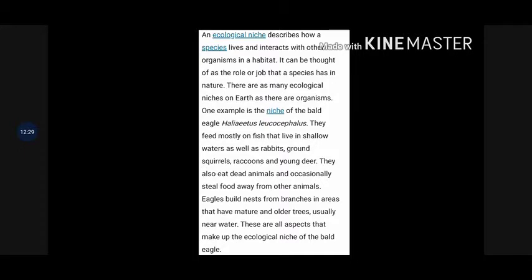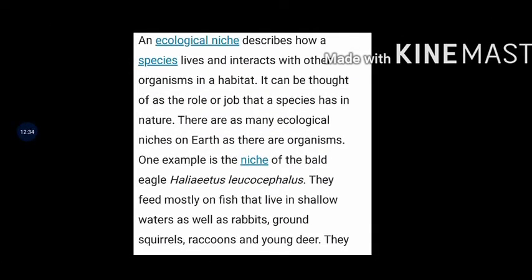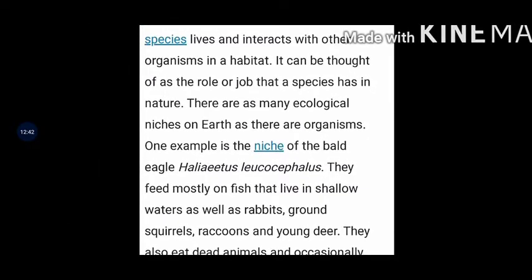Now, in other words, we will explain the ecological niche. An ecological niche describes how a species lives and interacts with other organisms in a habitat. It can be thought of as the role or job that a species has in nature.